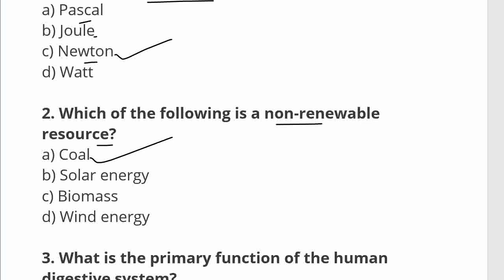because it is formed over millions of years from ancient plant matter. Once used up, it can't be replaced on a human time scale. Unlike renewable resources, coal is finite and contributes to environmental degradation.